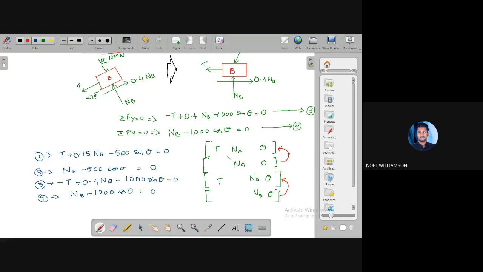Here you will get a relation in terms of T and theta. Here also you will get a relation with T and theta, and solving these two relations you will get the final values. Please try to do.